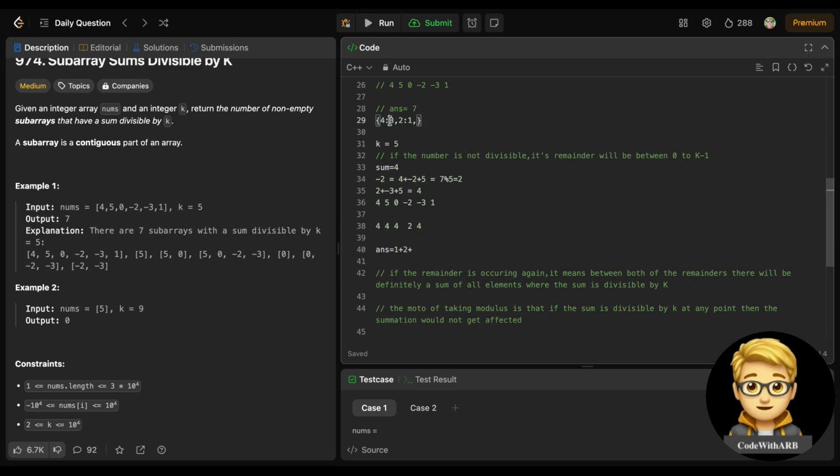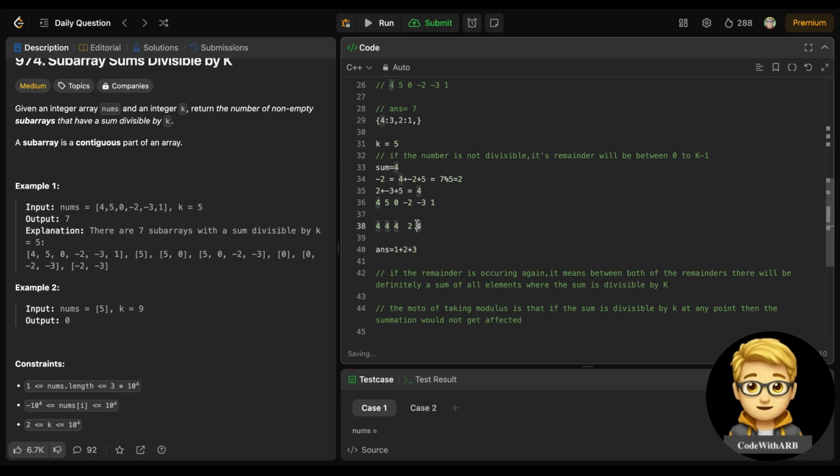It means we need to include, between this 4 and this 4, this would become a subarray. Between this 4 and this 4, this would also be a subarray possible. Between this 4 and this 4, this subarray is also possible, right? So it means three answers can be possible after this 4, right? So we will just include this 3, right?